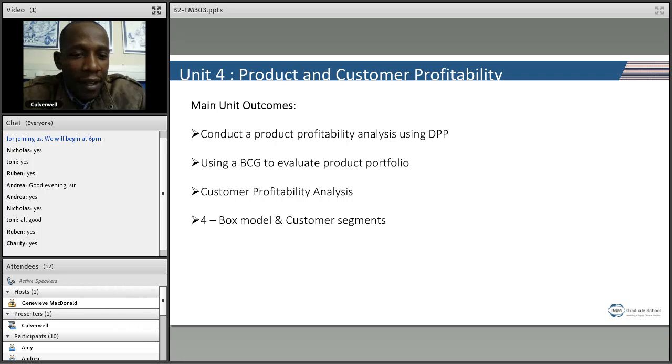Very rare. Personally, I haven't seen a company, especially a profit-motivated company, that has unlimited resources. So money is always a scarce resource, and we always need to make a decision on how to use or utilize such funds or resources effectively and efficiently as well. Hence, Unit 4, which talks about product and customer profitability.